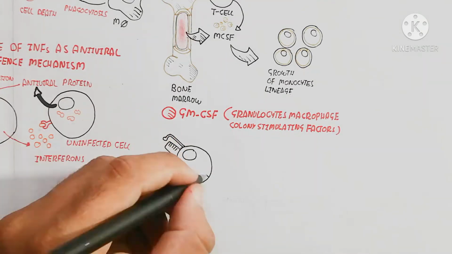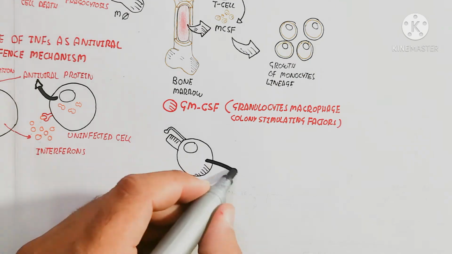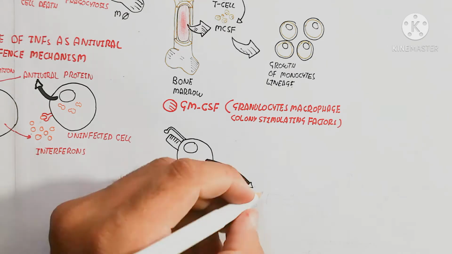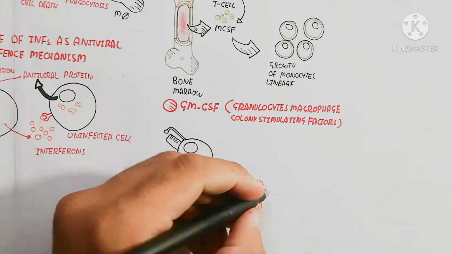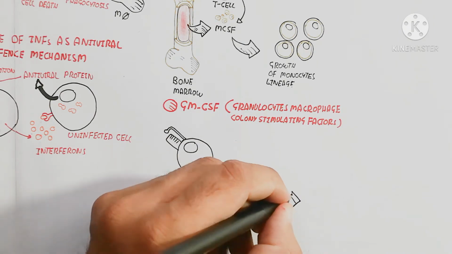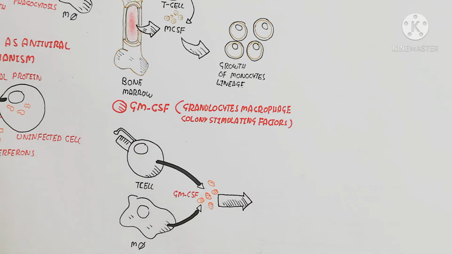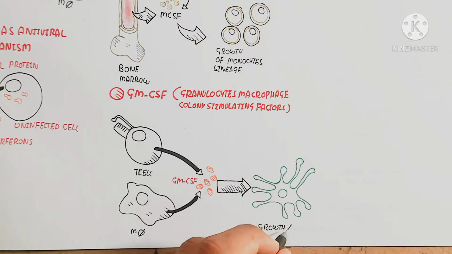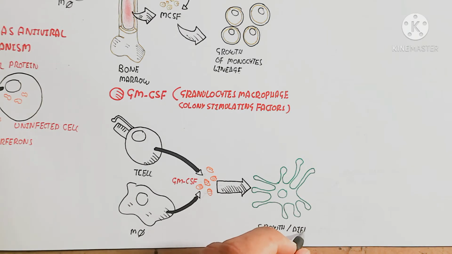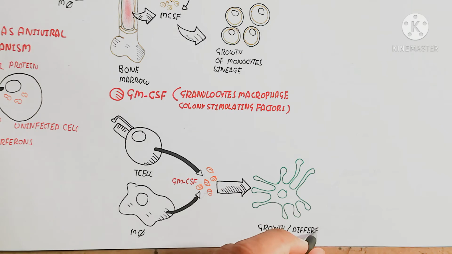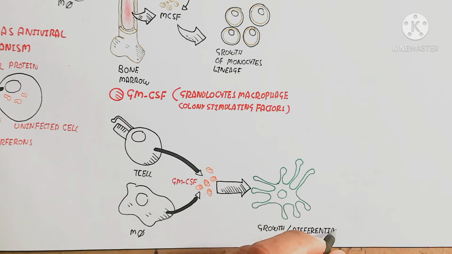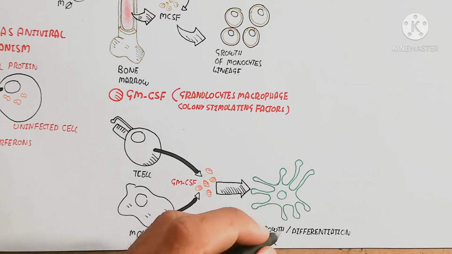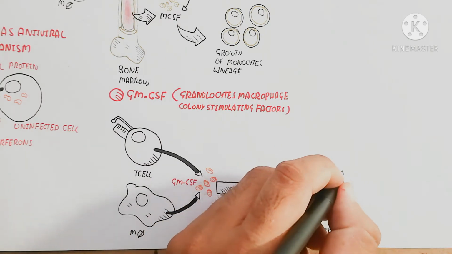While CSF in general stimulates the colony of different types of cells, here is the special cell, for example the monocyte, to recruit and produce basically macrophage by differentiation and proliferation. And another is the GMCSF, the granulocyte macrophage colony stimulating factor. It means the granulocyte macrophage colony stimulating factor is produced from the T cell and macrophage to create a dendritic cell.